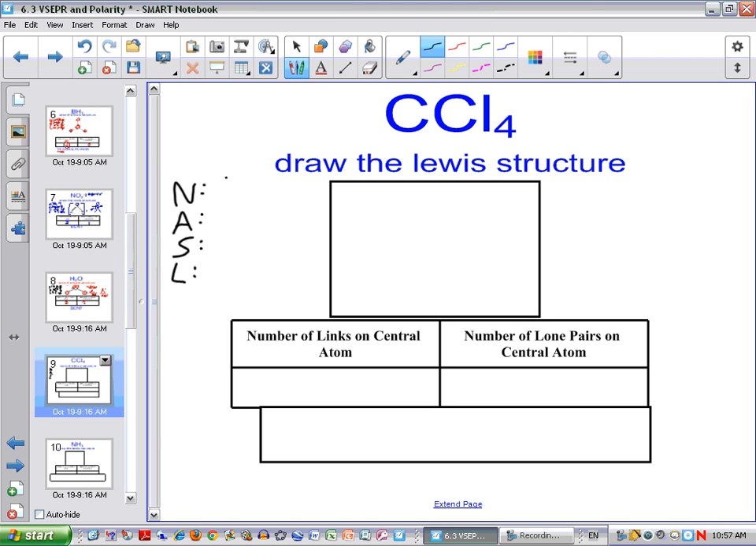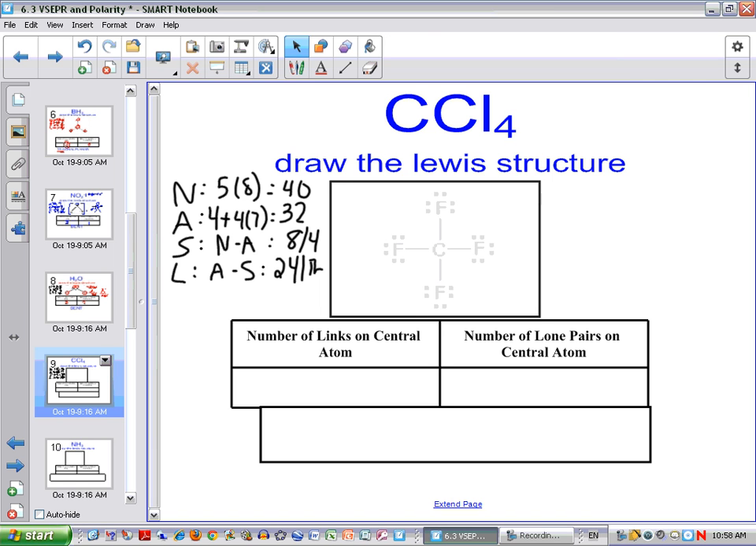I have 5 things that all need 8. That's 40. Available. Carbon has 4 plus 4 chlorines that each have 7. That's 32. So N minus A is 8. So that's 4 bonds. And then A minus S comes out to 24. So that's 12. I can draw 12 lone pairs. So it's going to look something like this.